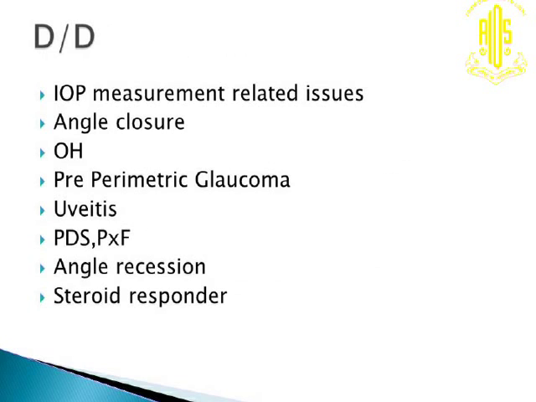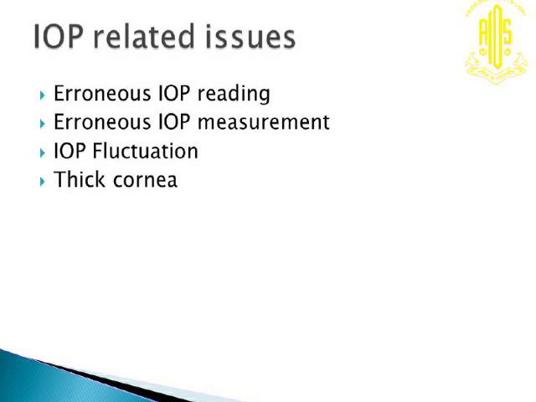What could be the differential diagnosis of a patient who has a high intraocular pressure, normal disc and normal standard automated perimetry? Then it could be IOP related issues, as I have discussed: the patient may have angle closure, intermittent angle closure or an angle closure suspect, ocular hypertension, pre-perimetric glaucoma, the patient might have an attack of uveitis, pigmentary dispersion syndrome, but with the normal disc and perimetry, pseudoexfoliation, angle recession, and steroid responder. The steroid responder, Dr. Manish is going to talk about in detail.